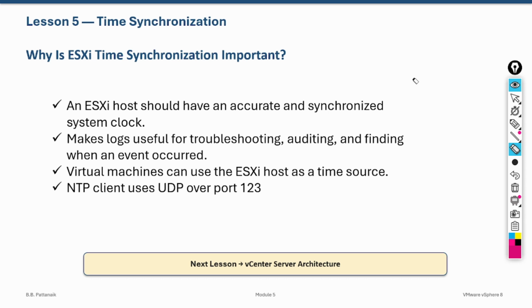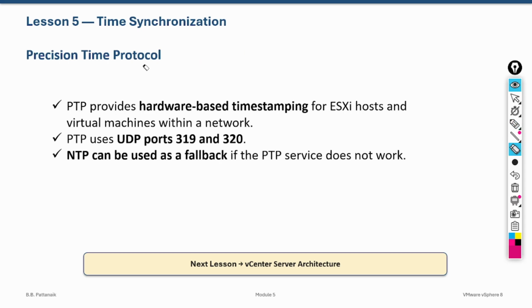So what protocol are we using? One commonly used is NTP, Network Time Protocol. It uses UDP port number 123. Precision Time Protocol, PTP, provides hardware-based time stamping for ESXi hosts and virtual machines within a network, and it uses ports 319 and 320. NTP can be used as a fallback. If the PTP service does not work, then NTP will be used as a fallback.